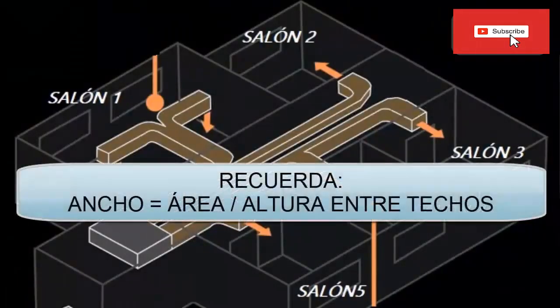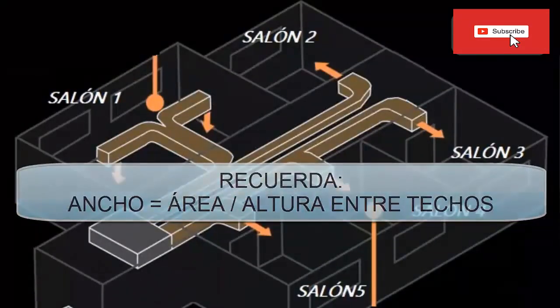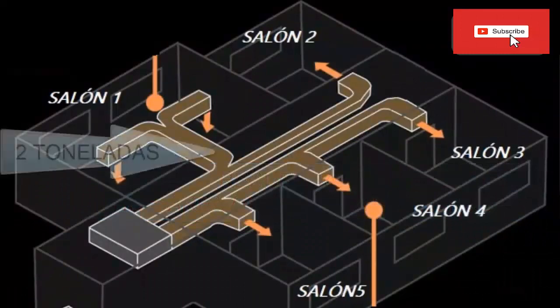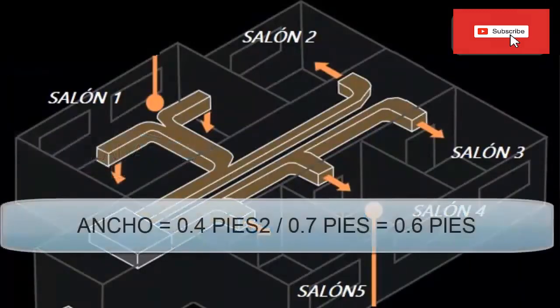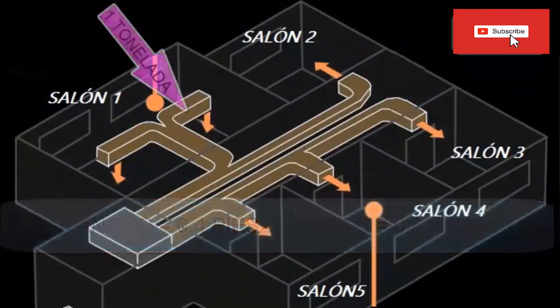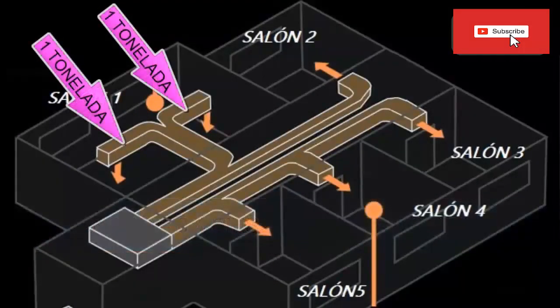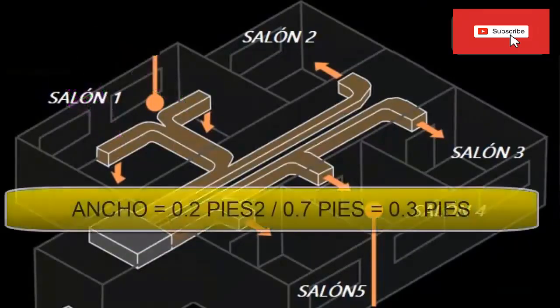To size the remaining ducts, the corresponding area must be divided by the height between ceilings. Thus, for the duct that handles 2 tons of refrigeration, 0.4 square feet of area A must be divided by 0.7 feet of the distance between ceilings, resulting in a width of approximately 0.6 feet. Similarly, for the duct that handles 1 ton of refrigeration, 0.2 square feet of area A must be divided by 0.7 feet of the distance between ceilings, resulting in a width of approximately 0.3 feet.